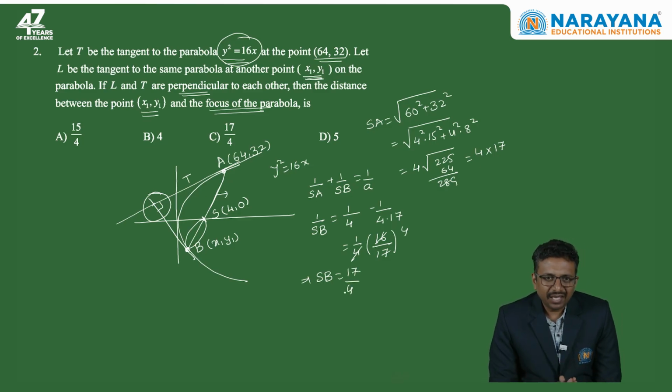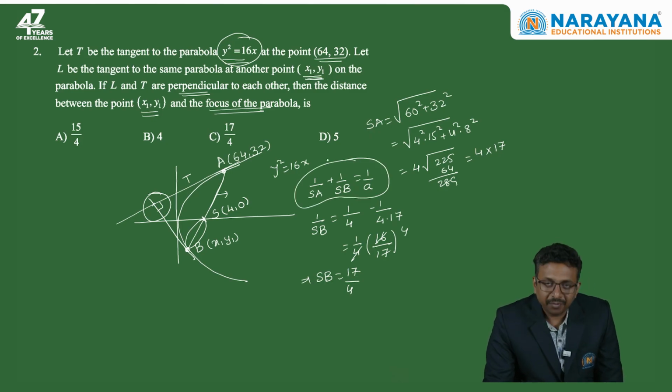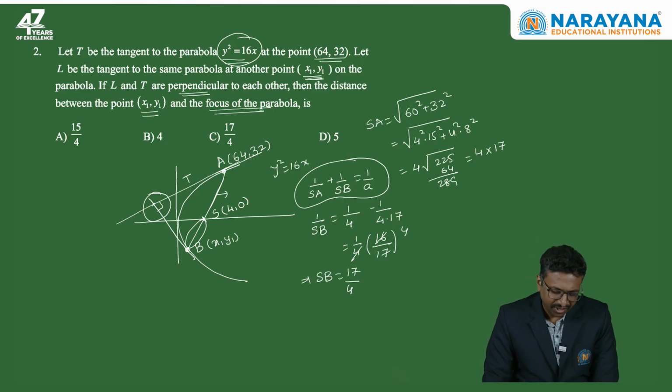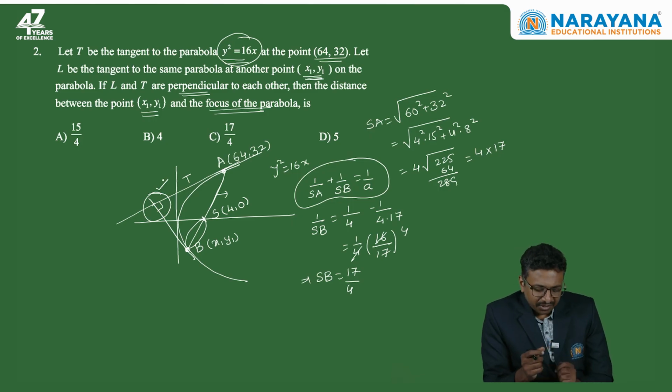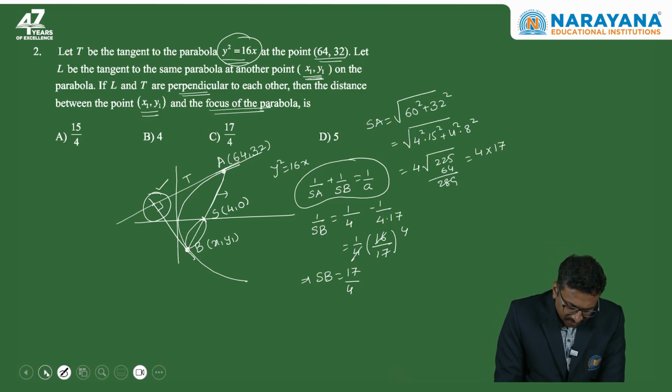So a very easy question. A single concept question. If you just know this formula, 1 by SA plus 1 by SB is equal to 1 by a, the question is very straightforward. And one more concept that needs to be understood for this question is that the points of contact of the perpendicular tangents form a focal chord. So I hope this is clear. So let's go to the next question.